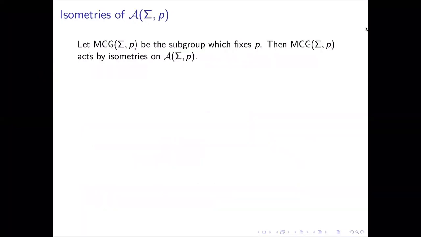However, if we look at the subgroup of the mapping class group which does fix that puncture, then that will act by isometries on this modified arc graph. And in fact, if your surface only has a single isolated puncture, then this subgroup will be the entire mapping class group. And if your surface has only a finite collection of isolated punctures, then this subgroup will be finite index in your mapping class group. So from now on, I'm going to focus on this subgroup which fixes the puncture, and in many cases, we're not actually losing a lot of information by focusing on this subgroup.